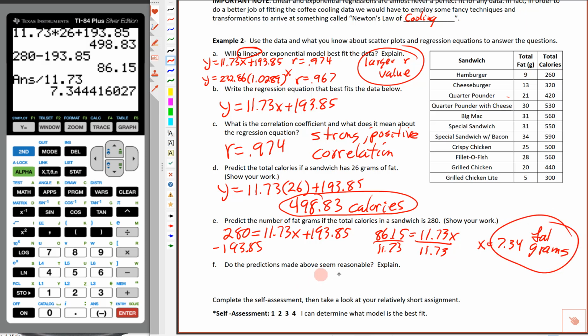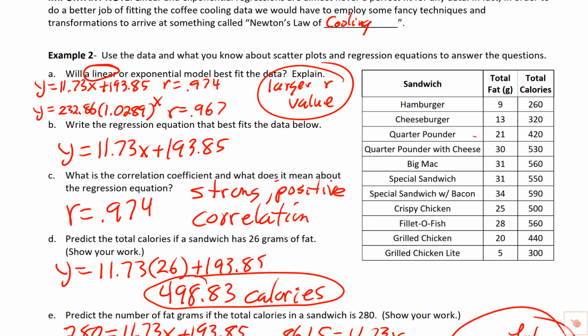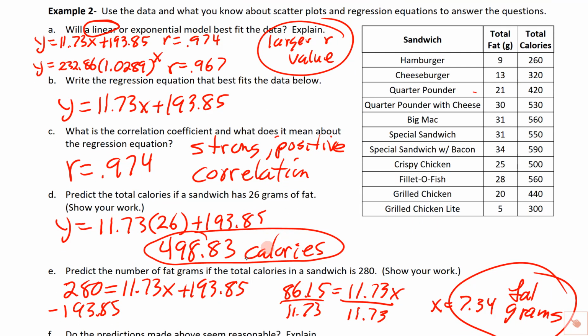Okay, do the predictions above seem reasonable, and make an explanation. So let's check. I'm going to go full screen on this one. They said if we've got 26 grams of fat in a sandwich, does that seem like a reasonable prediction of 498 calories, almost 499 calories? Well, let's find one over here that has about that many calories. There's one with 25 and it has about 500. We've got 26 and it's right about 500. Now, there's always a little bit of variability here, so that looks like a pretty good estimate.